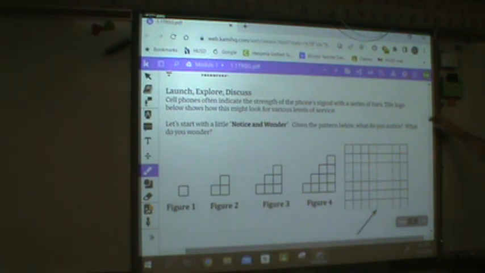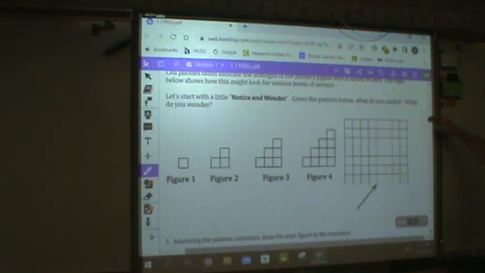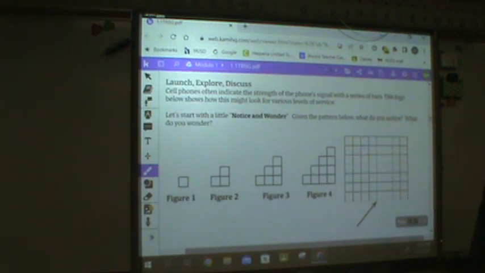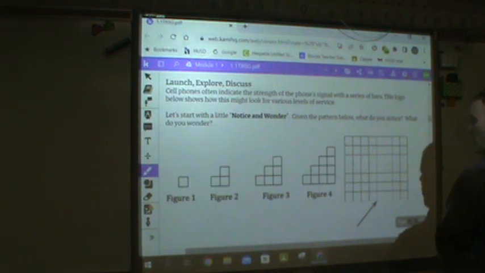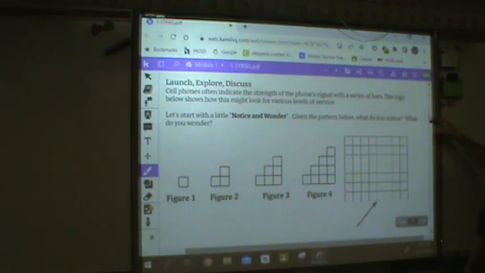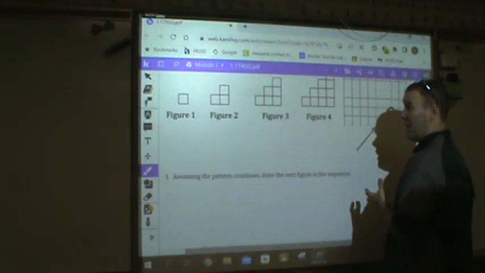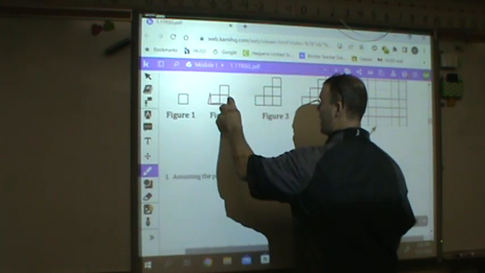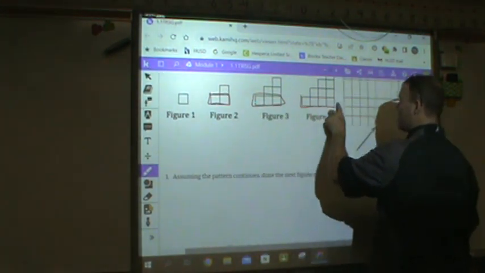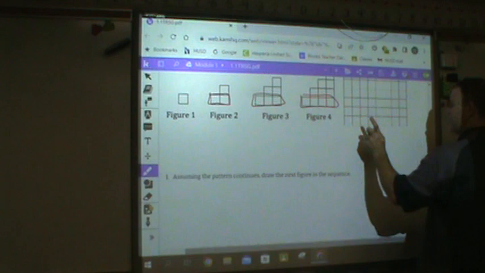All right, so now we get into the next thing that we were talking about. As it says, cell phones often indicate the strength of a phone signal with a series of bars. The logo below shows how this might look. Question number 1, draw the fifth figure in the sequence. You can see things differently than I do, but what I see is the bottom growing by 1 each time, and I see the previous figure on top of that.